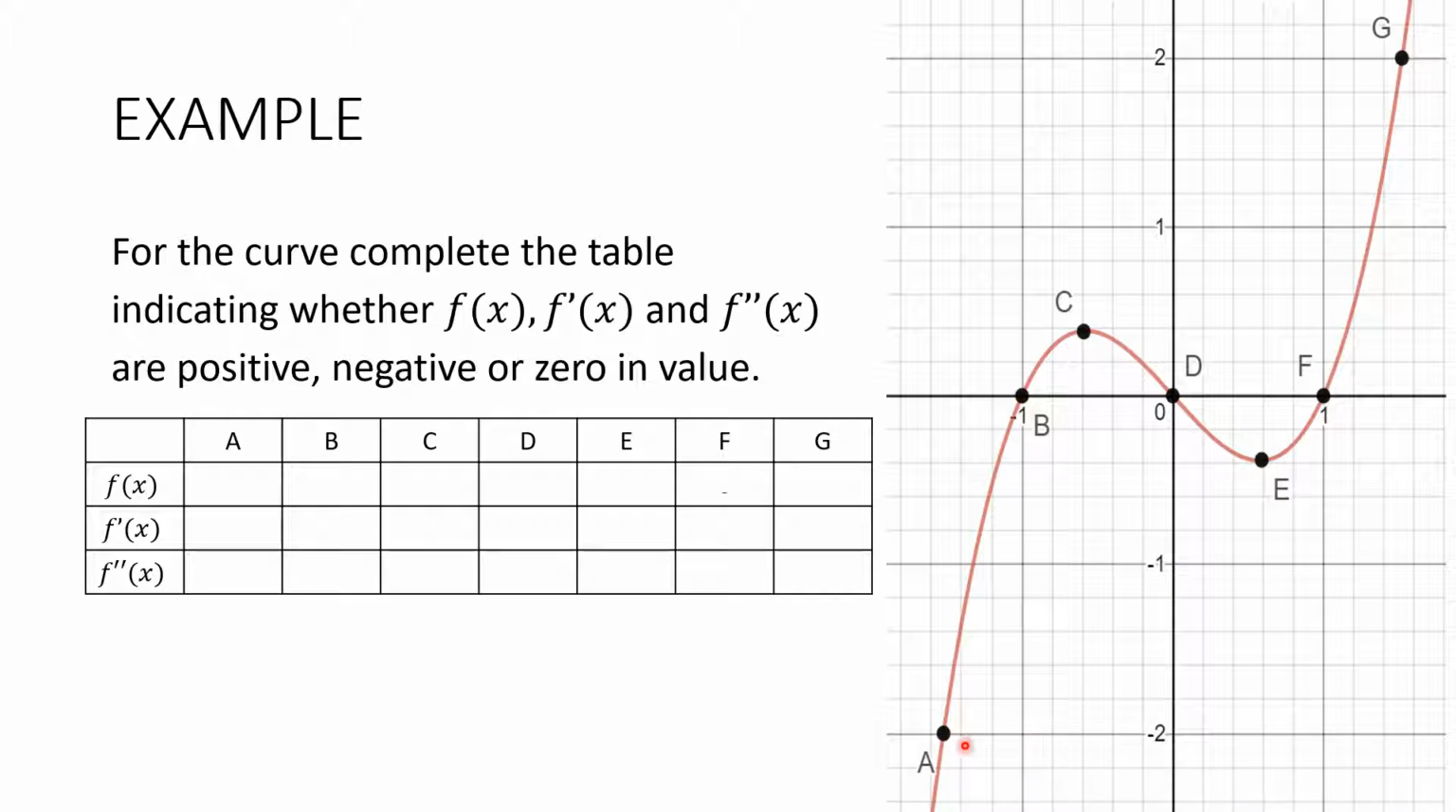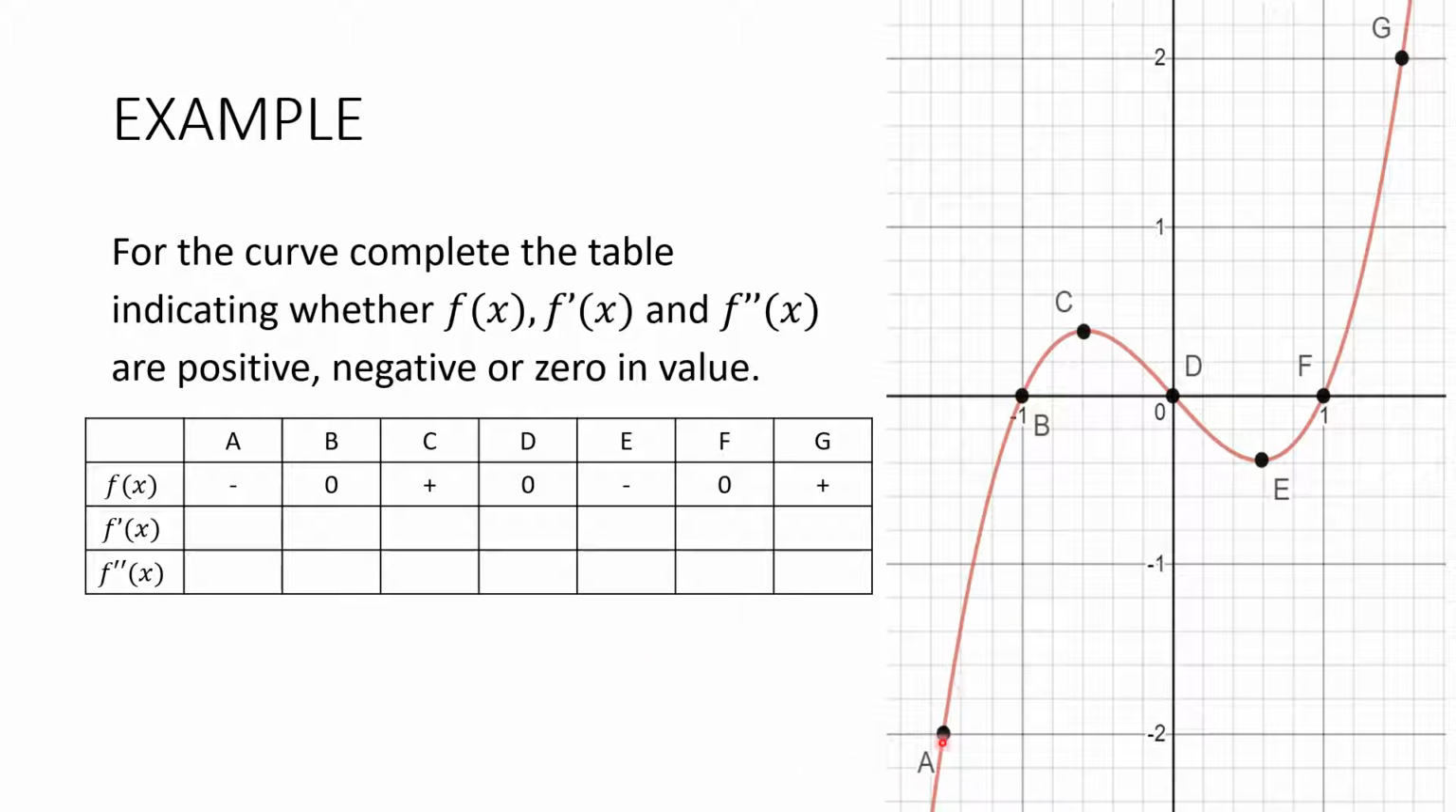Okay, it's -2, so it's definitely negative. B, it's 0. C, positive. D, 0. E, negative. F, 0. G, positive. Hopefully that was fairly easy for you. Okay, it's just the y coordinate. Now we want the gradient of the tangent to the curve. Or is it increasing, decreasing, or stationary?